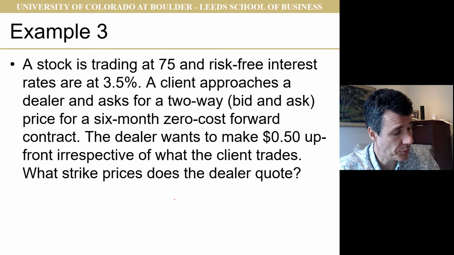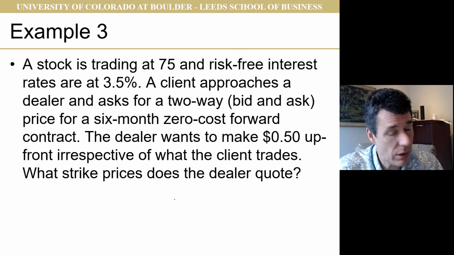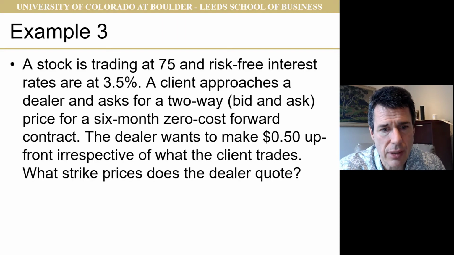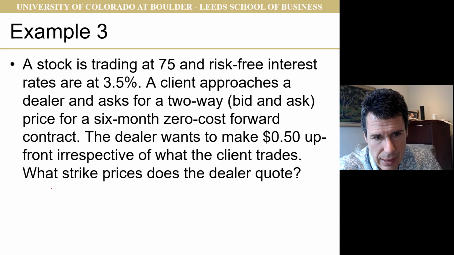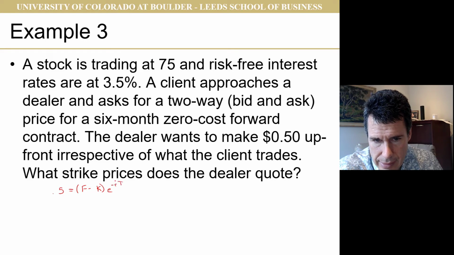Okay, so we know from the dealer's perspective, he wants to make 50 cents. If the client goes, let's say the client's going short. Let's start with that one. The client's going to go short. If the client goes short, the dealer goes long. If the dealer goes long, we need 50 cents to be equal to (F minus K) e to the minus rT.